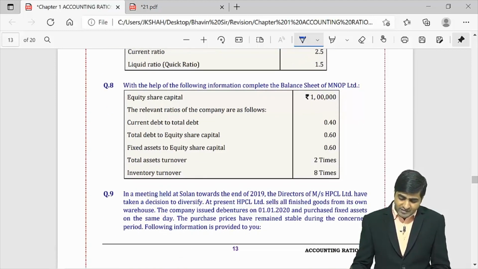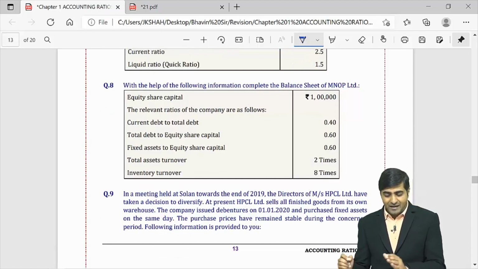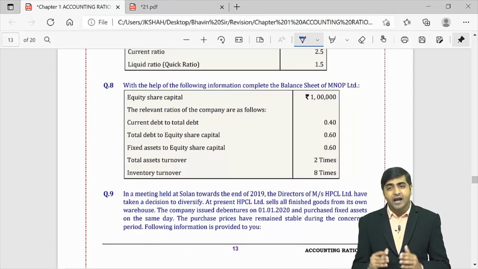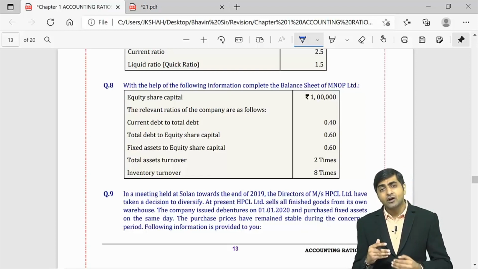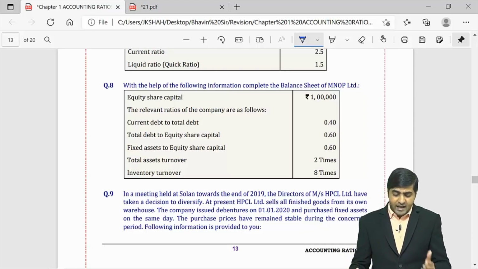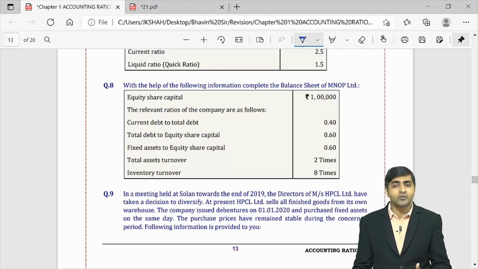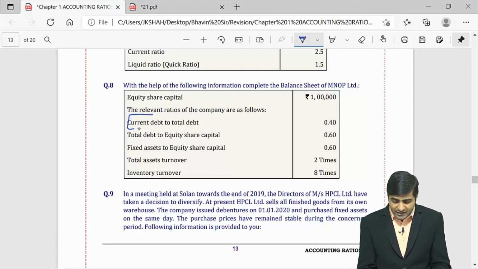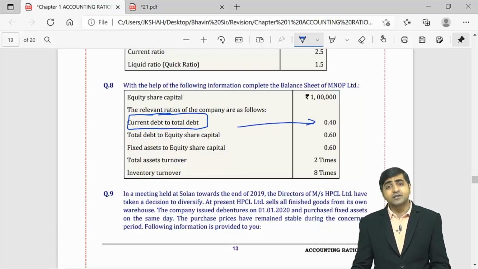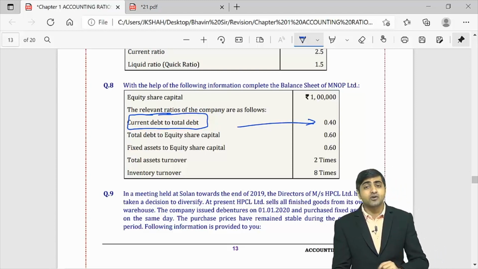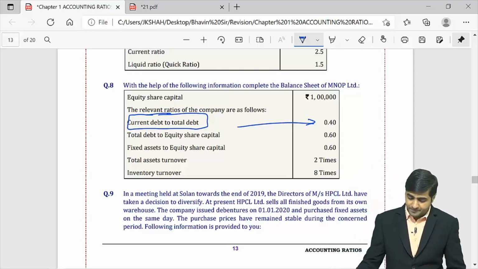Then my dear students, in question number 8 also, we are required to prepare the balance sheet and we have the data available, and with the help of this particular data, we are going to prepare the balance sheet. We'll be valuing stock and debtors on the basis of the sales, and then we are having current debt and total debt. So we'll be having your long-term debt also in this particular question, because in this question there is current debt to total debt which is 0.4, right? So what does it mean, my dear students, that out of the total debt, 40% is your current debt. So obviously your balance 60% will be treated as your non-current or your long-term debt.